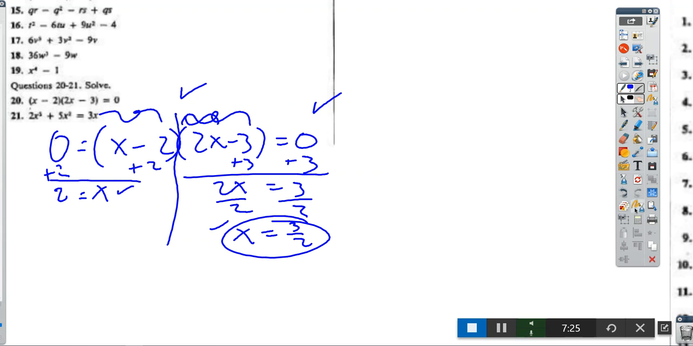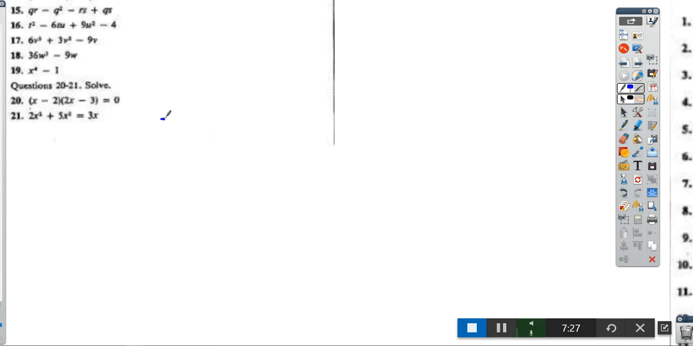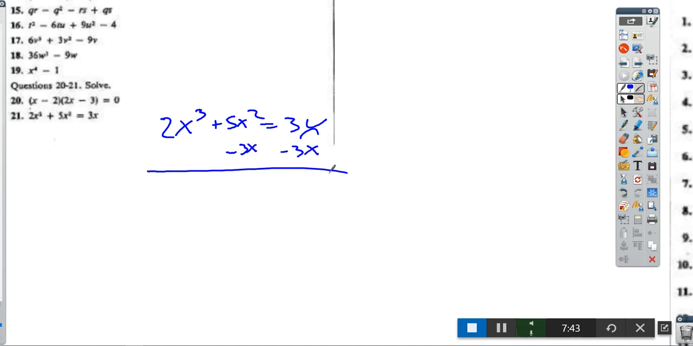Great. The last one on this page, we have 2x to the third plus 5x squared is equal to 3x. So the first thing I have to do is make sure it's equal to 0, but it's not equal to 0. So I'm going to subtract 3x from both sides to make it equal to 0. So I have 2x to the third plus 5x squared minus 3x is equal to 0.